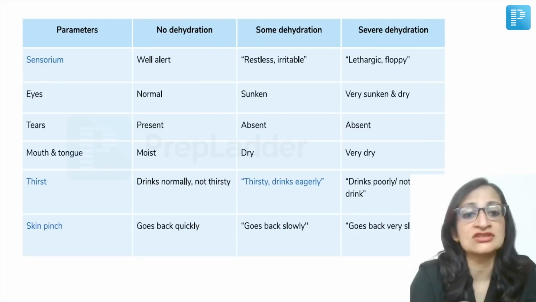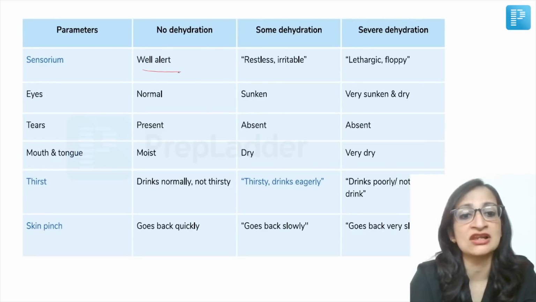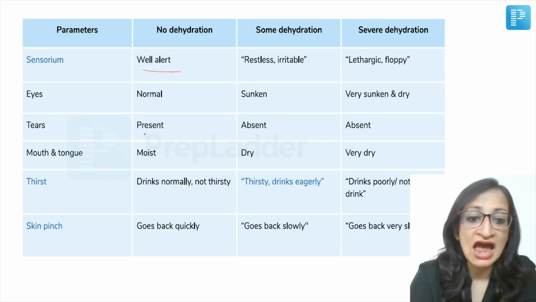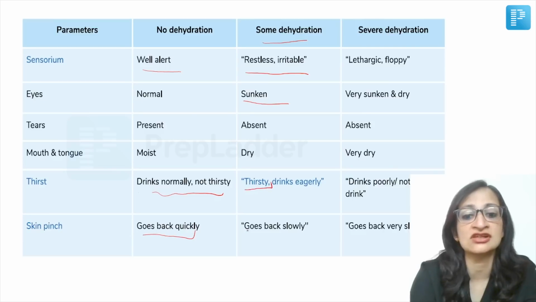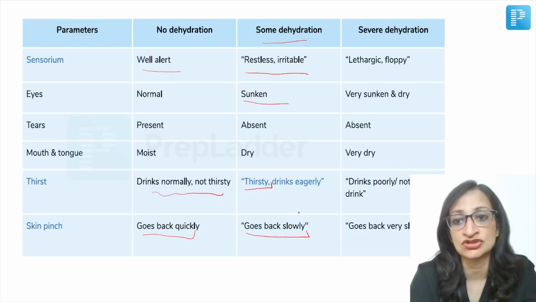So we know when there is no dehydration, the child is going to be well and alert, the eyes will be normal, tears present, mouth and tongue moist, and the child will drink normally and the skin pinch goes back quickly. While in some dehydration, the child is going to be restless, irritable, eyes will be sunken, the child will be thirsty and drinks eagerly and the skin pinch goes back slowly.